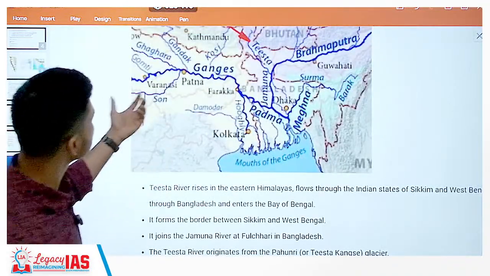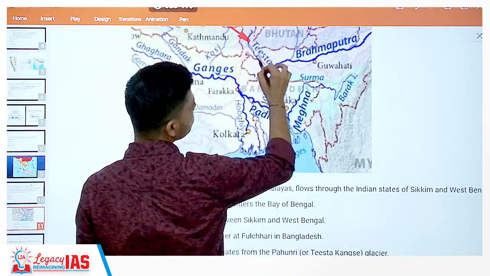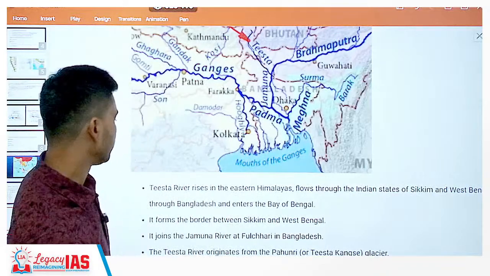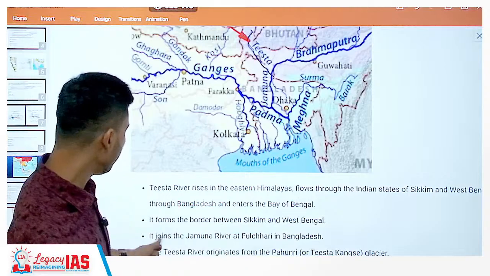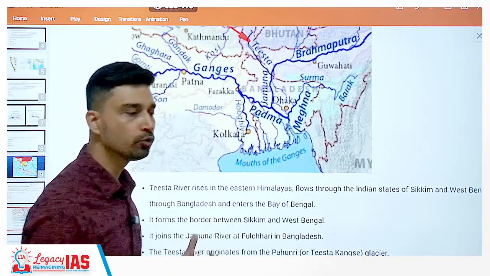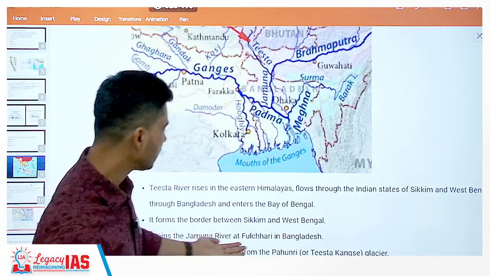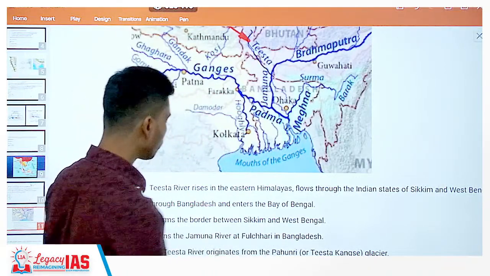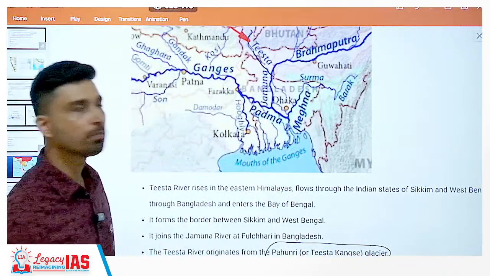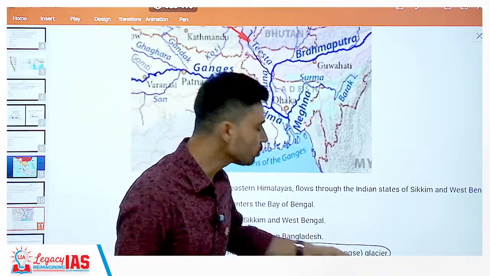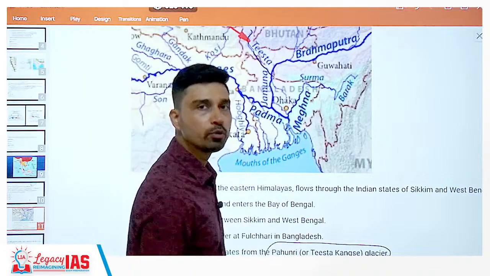If you look at the map, this is the Tista river. As you can see, it originates like this, then flows through Bangladesh. Within India, it forms the border between Sikkim and West Bengal. And the Jamuna river is basically the name given to the Brahmaputra in Bangladesh, at Fulchari. If you want to know, the Tista river originates from a glacier called the Pahunri glacier, or many times also called the Tista Kangse glacier, which is part of the Kanchenjunga mountain range in Sikkim.